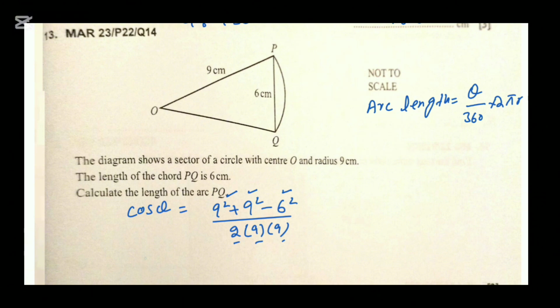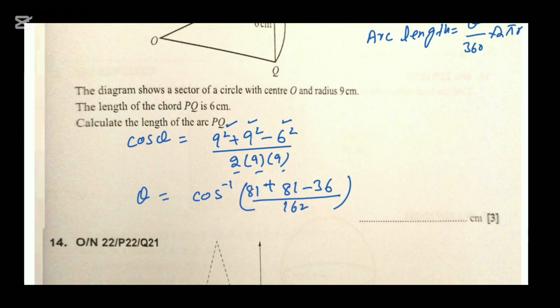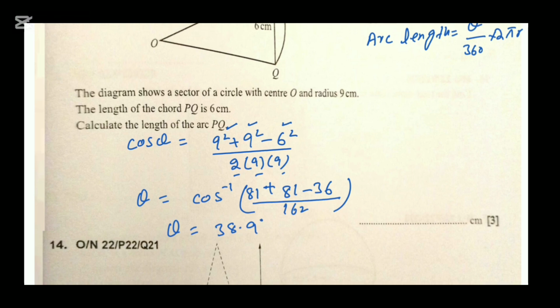So here we have to find theta. So cos inverse of 9 square, 81 plus 81 minus 36 over 162. Okay, so theta, if you put it in calculator, you will get 38.9. So this is the theta. Now you will put it in arc length.